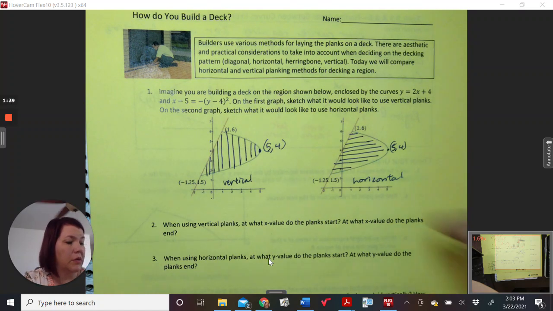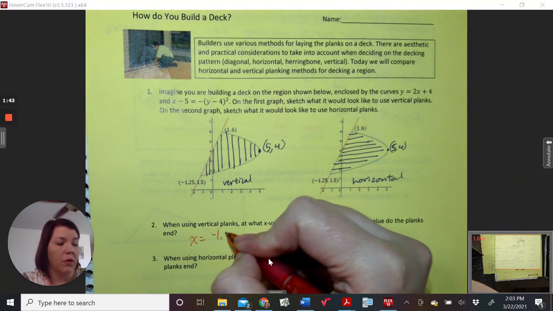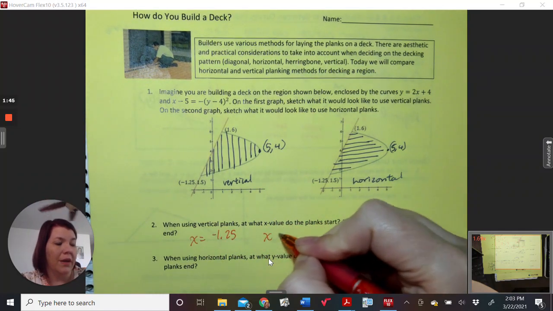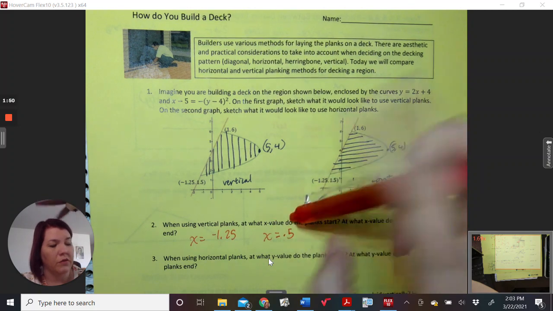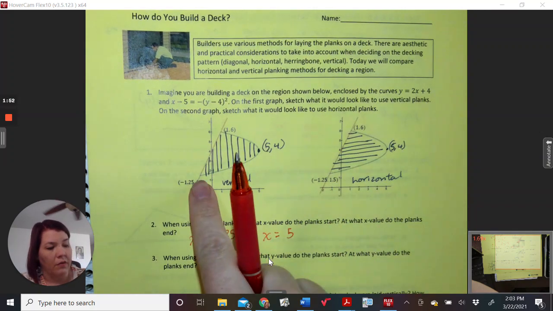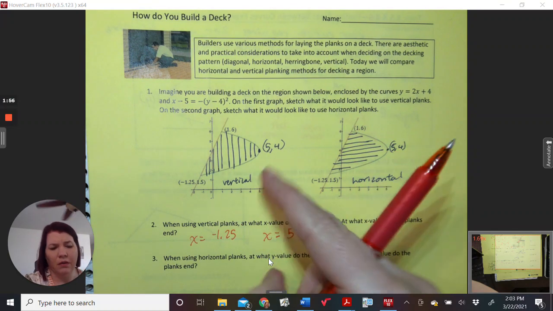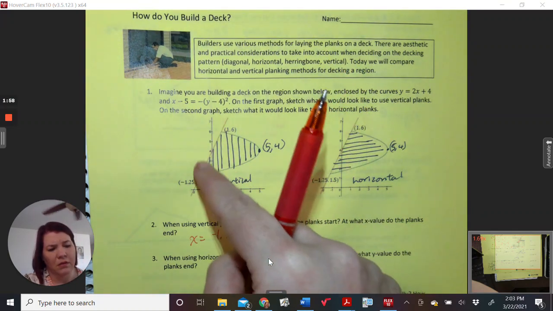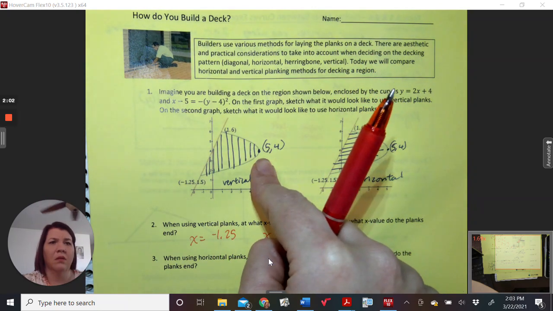So if I'm going to use the vertical planks, x equals negative 1.25 all the way to x equals 5. So negative 1.25 to 5. But it's a little strange, right? Top and bottom, it's a little bit funky as we go along.